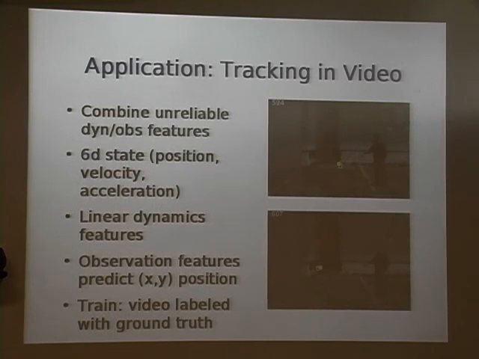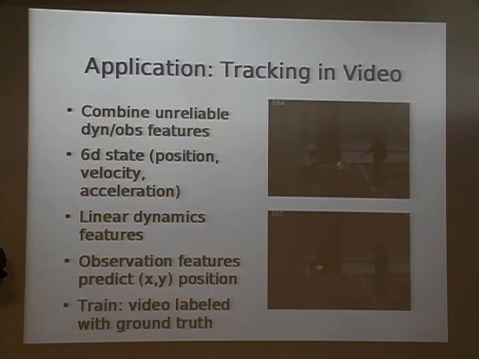So the application, I did pose this in a general setting, but tracking is the application we've been aiming at here. Our goal here is to estimate the location of the ball based on some unreliable observation and dynamics features. So here our state sequence is at each time a 6-dimensional vector that encodes the position, velocity, and acceleration of the ball. And our dynamics features are going to be linear dynamics. Our observation features are going to be some sort of detectors that try and guess the XY position of the ball only.